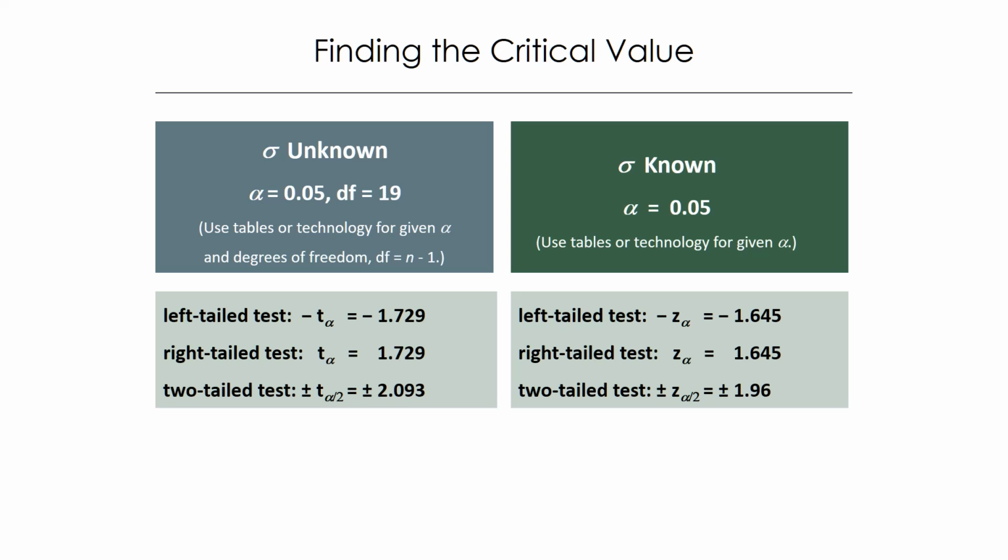Similarly, if sigma is known, we can use the normal distribution table or technology. Again, if we're given that alpha is 0.05 for a left-tailed test, negative z alpha would be negative 1.645. For a right-tailed test, positive z alpha would be positive 1.645, and a two-tailed test, plus or minus z alpha over 2, which in this case would be 0.025 again, would be plus or minus 1.96.